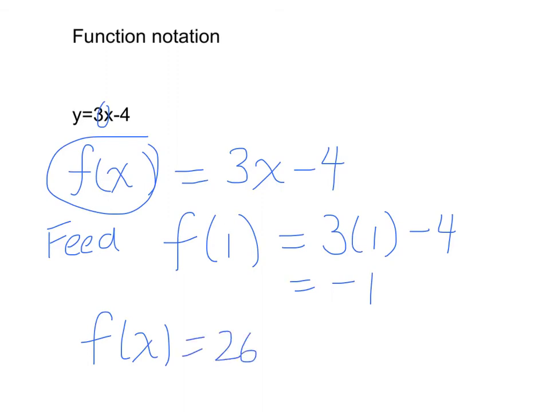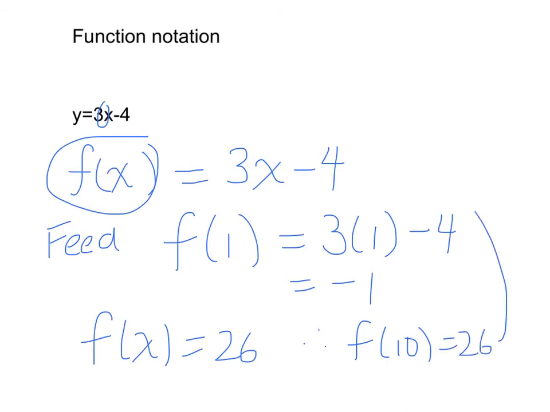You want to ask yourself, what number could I put into the original function so that 26 comes out? Well, at first glance, if I put 10 in, 3 times 10 is 30, minus 4 is 26. So therefore, f of 10 equals 26.